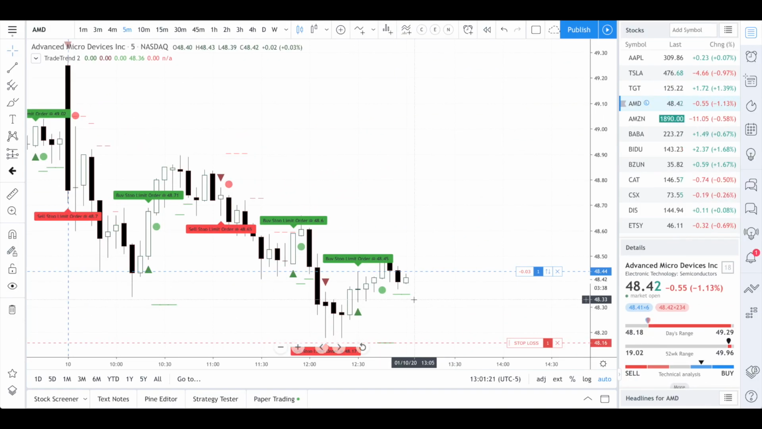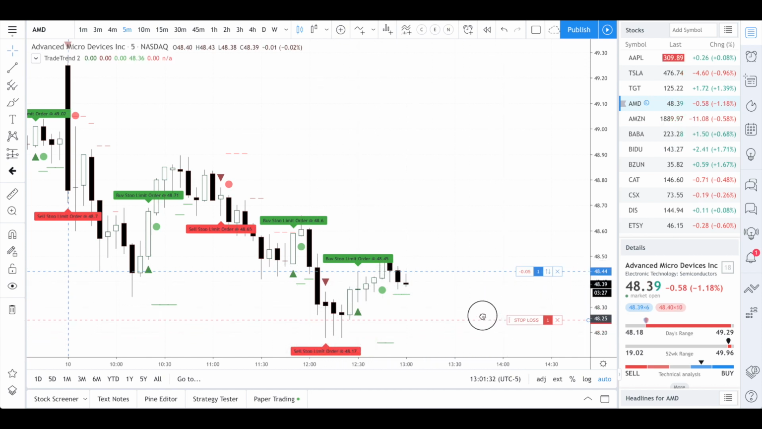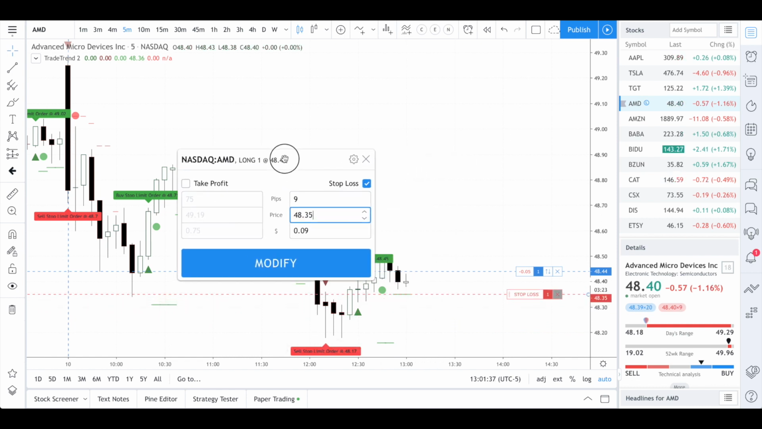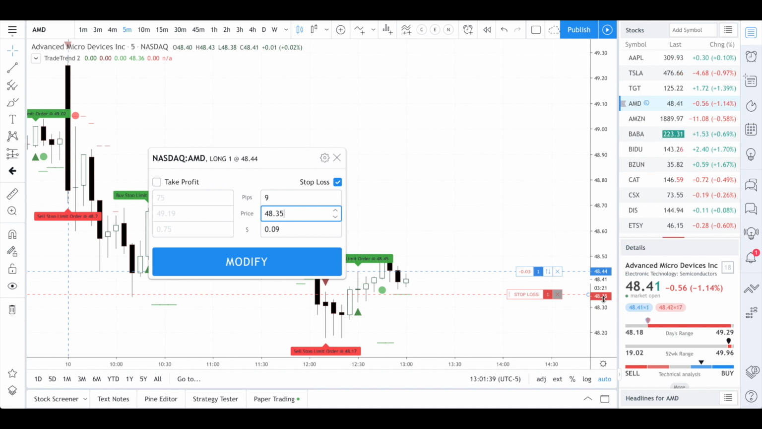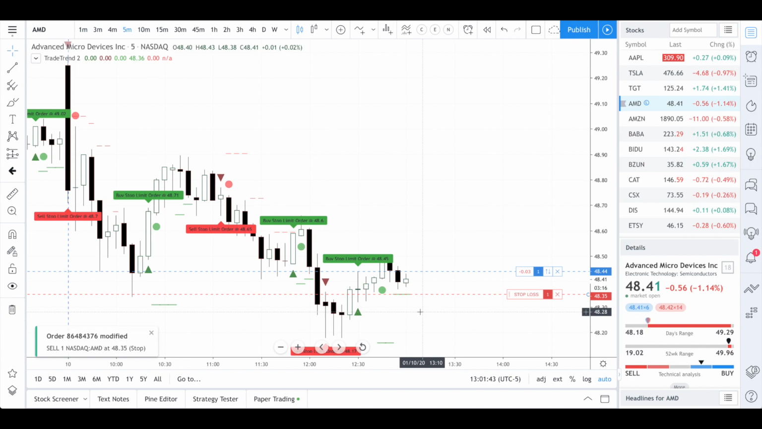A few minutes later, Trade Trend suggests that we move our stop up. We're getting a little bit of a pullback, and probably for safety reasons, we'll go ahead and just move our stop loss up here. We're at 48.16 right now, so we'll move it up here to this green line, which is right at about 48.35. Okay, and so I'll go ahead and put that order in, and we'll wait and see what happens next.